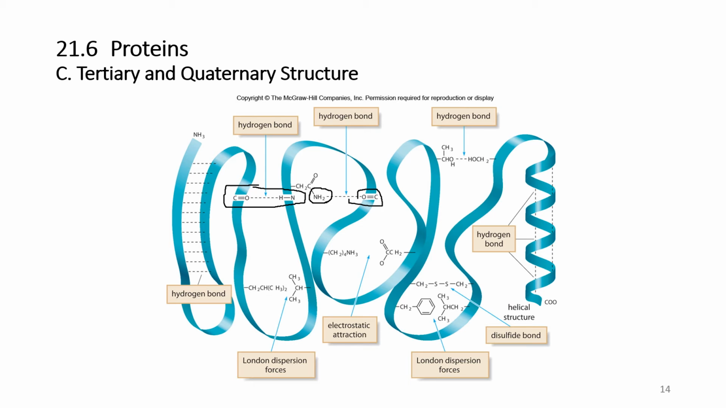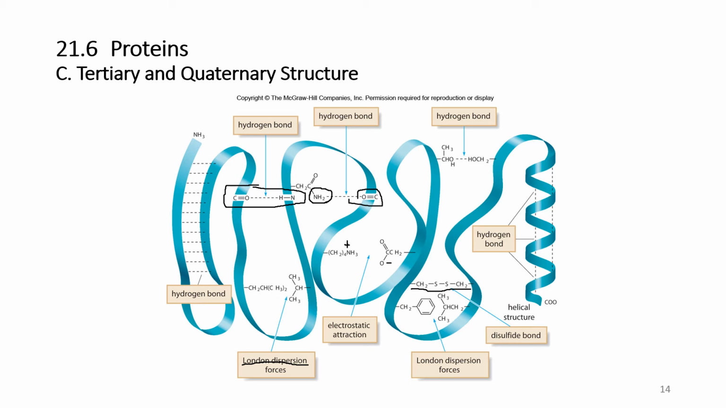This will be an electrostatic attraction. This oxygen is negative, and this amino group is positively charged at physiological pH. So there will be a plus-minus attraction here. These are both nonpolar side chains, so we have London dispersion forces interacting between those over here as well. This is an intramolecular disulfide bond.